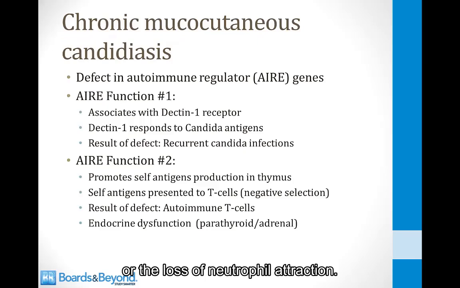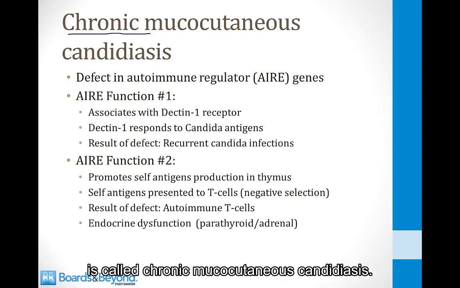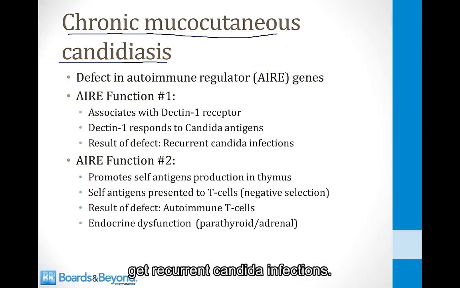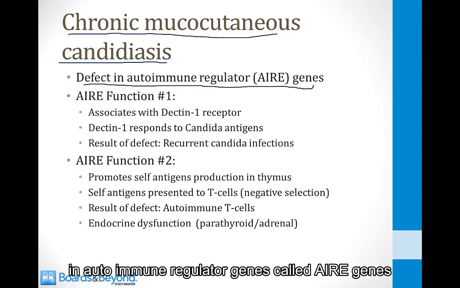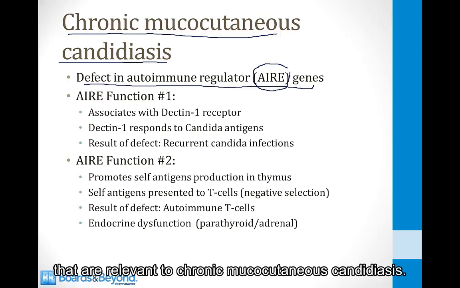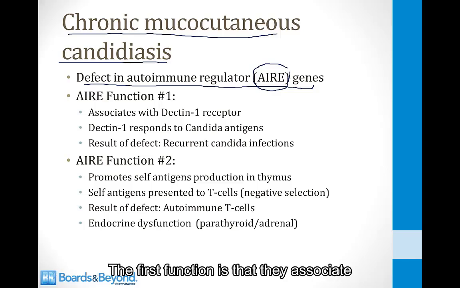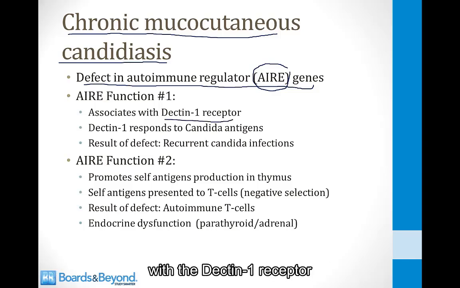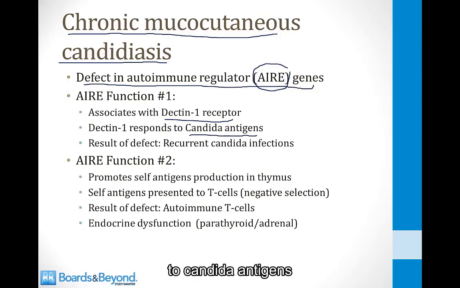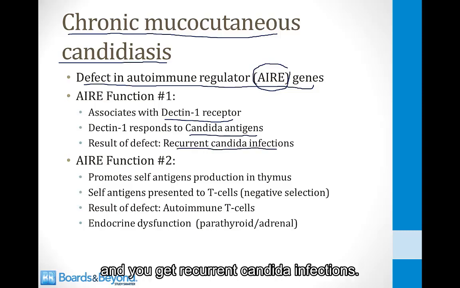Our next immunodeficiency syndrome is called chronic mucocutaneous candidiasis, and as the name implies, people with this condition get recurrent candida infections. This condition results from defects in autoimmune regulator genes called AIR genes, and AIR genes have 2 important functions that are relevant to chronic mucocutaneous candidiasis. The first function is that they associate with the dectin-1 receptor, and the dectin-1 receptor is the receptor that responds to candida antigens. So when you have defective AIR genes, the result of the defect is that you cannot respond to candida antigens and you get recurrent candida infections.